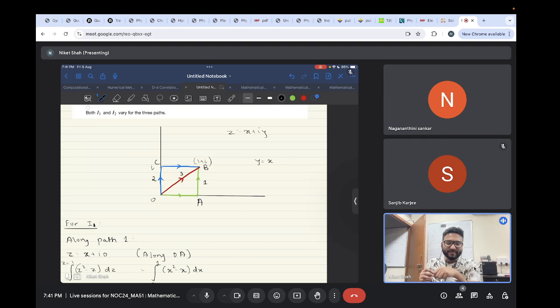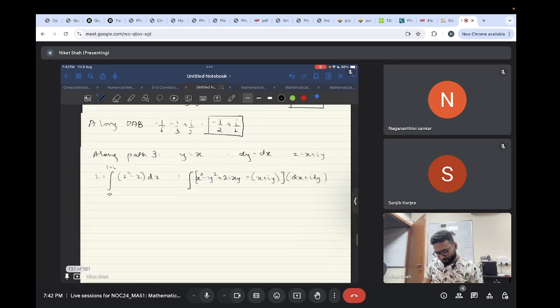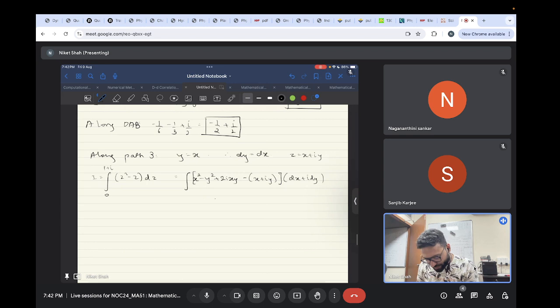Yes. z is equal to x plus ix. That's what it becomes. So here I have not substituted x is equal to y till now. Now I'll put it in. So what does this become? x square minus y square cancels out. I get 2ix square minus x plus ix into dx plus i dx.